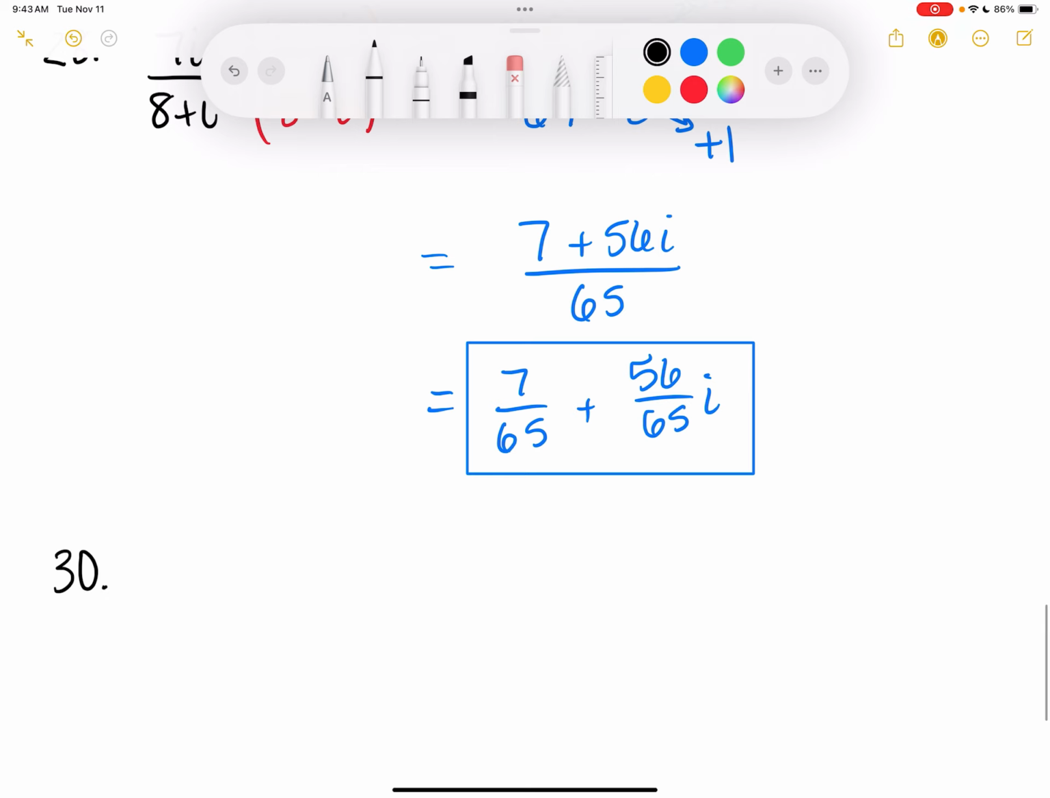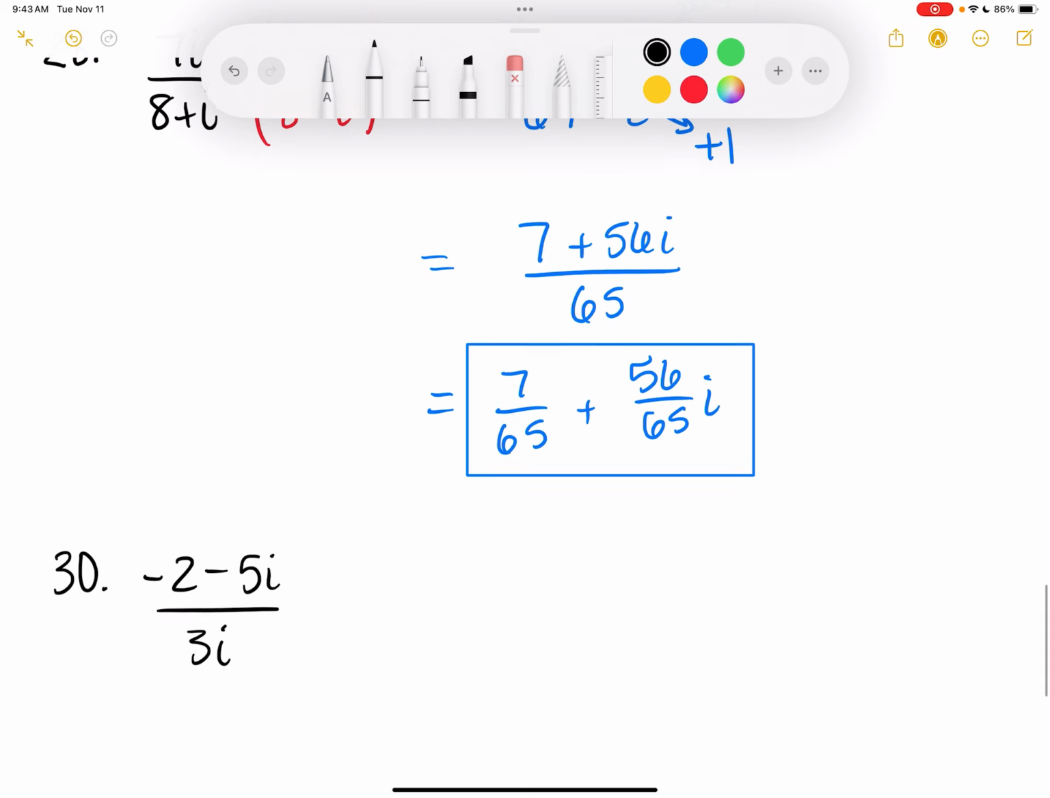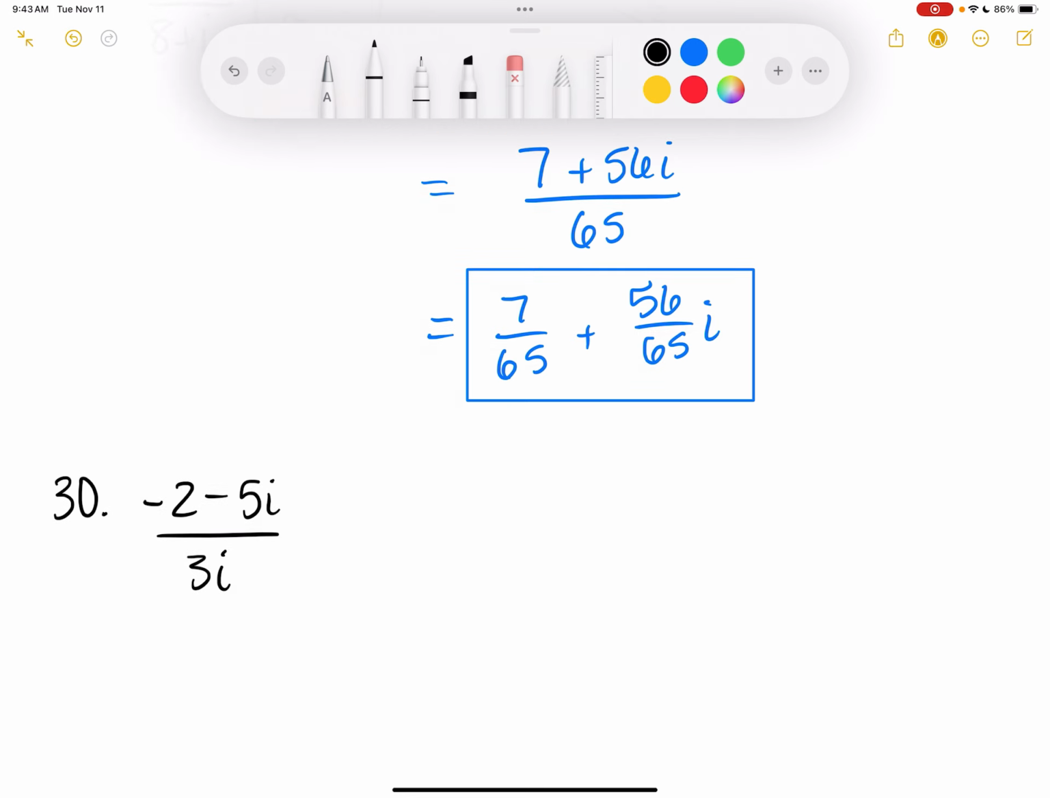Alright, 30. Negative 2 minus 5i over 3i. Great. Now, when I have this situation on the bottom, where it's not like the last one, 8 plus i, this is just 3i. All I need to do is get rid of the i on the bottom. So I just need to multiply by i over i, and it's going to get rid of it. We're not really multiplying by the conjugate if it's just one single term on the bottom. So on top, I get negative 2i minus 5i squared over 3i squared.